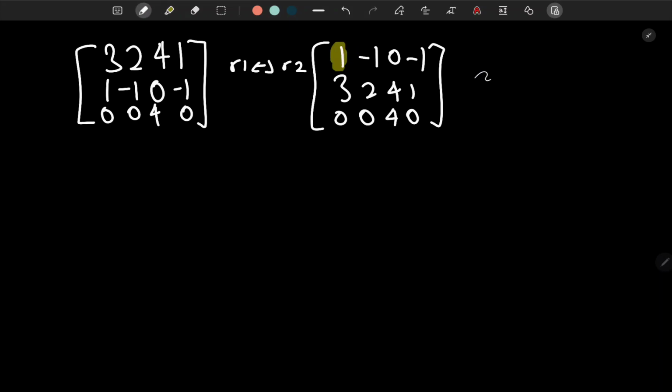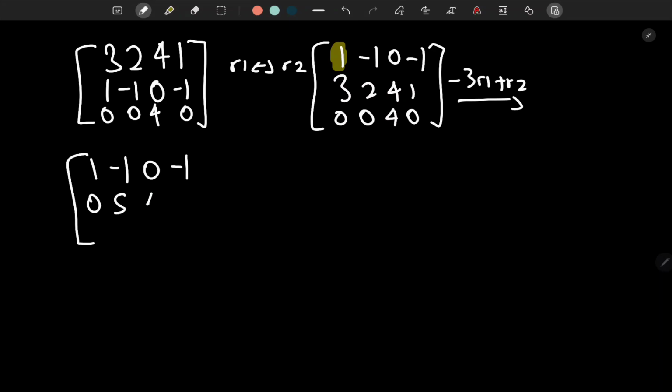So here what I'm going to do is minus 3 r1 plus r2, and I'm going to write the matrix over here. The first row stays the same. We're not doing anything to that, we're only making a change to r2, row 2. So minus 1, minus 1, 0, minus 1, and then 0. And now this is going to be 5, 4, and 4.